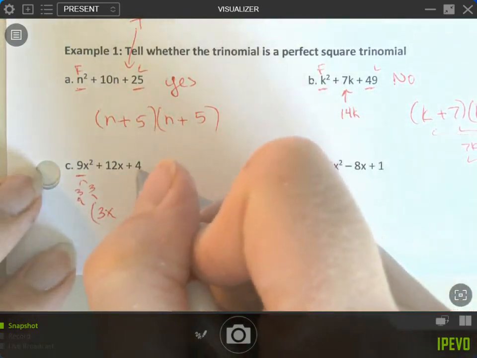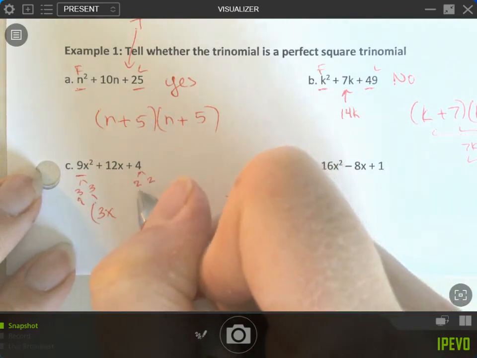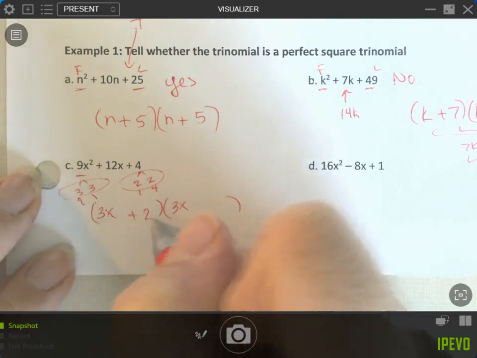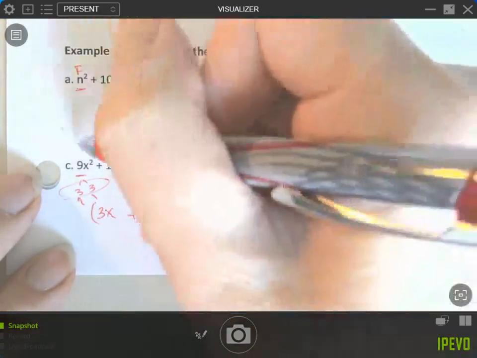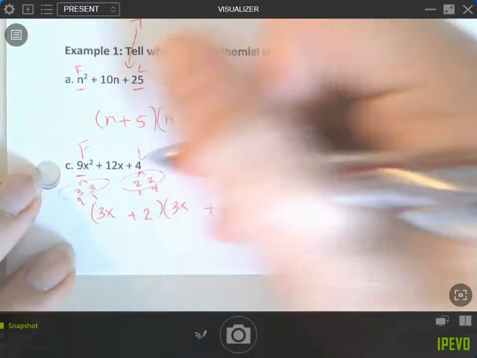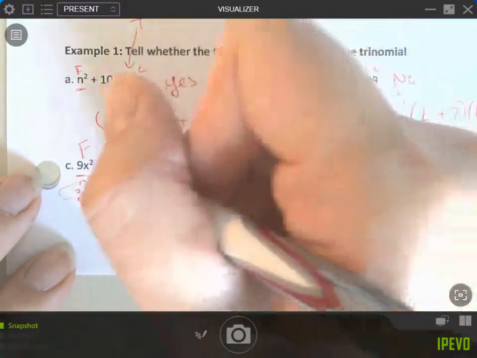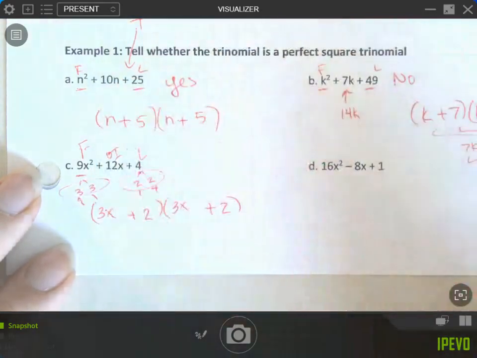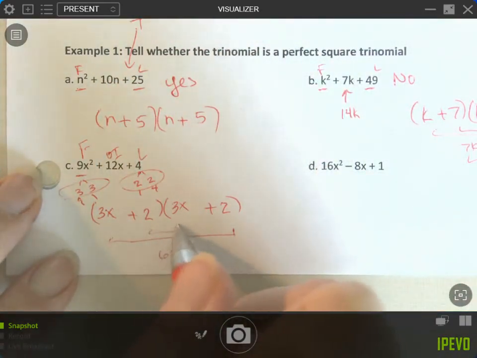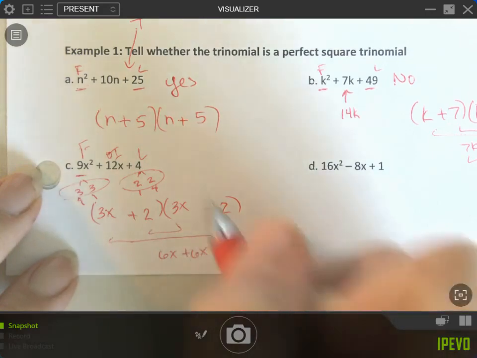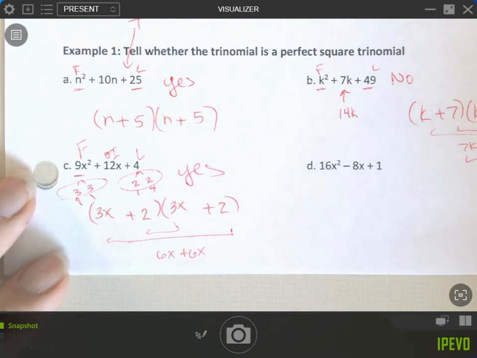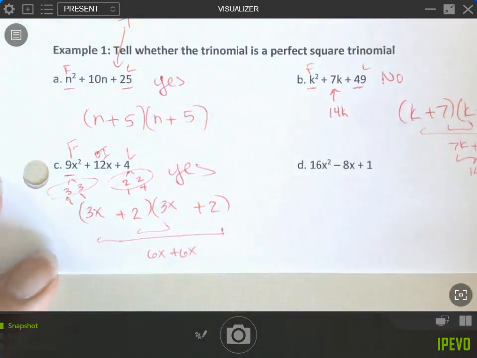All right, what gives me 4? 2 and 2 or 1 and 4. So I'm trying the double digits. Plus 2 and plus 2. Okay, first works, right? 3x times 3x is 9x squared. Last, 2 times 2 is 4. Did I get the right outer and inner to make this 12x work? Well, 3x times 2 is 6x. Oh yeah, and another 6x. So yes, it is a perfect square trinomial. All right, you try the next one and see if it works out.